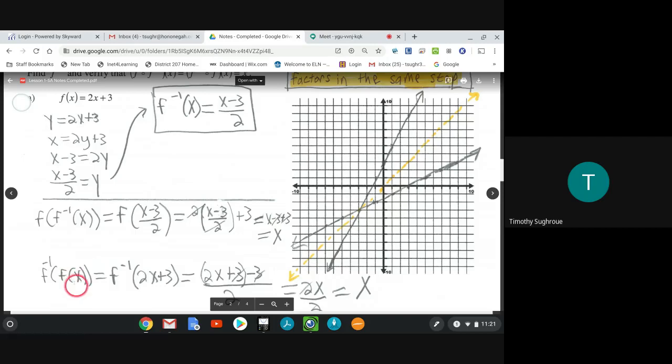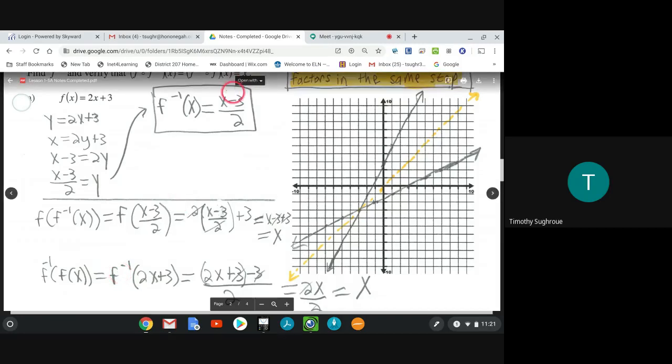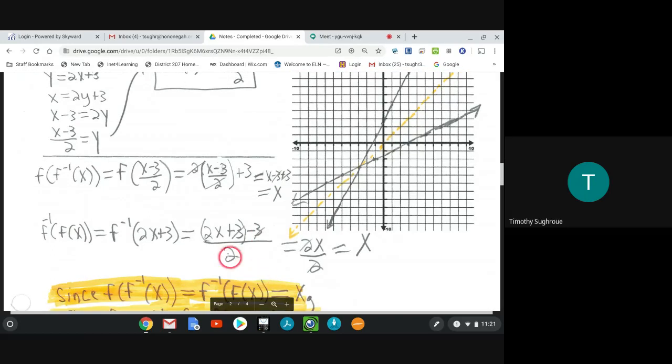f negative 1 of f of x. Well, take x, plug it into the f function. This comes out. That is the new input into my inverse function. The inverse function says take the input, subtract 3 from it, and divide by 2. Here's the input. Subtract 3, divide by 2.